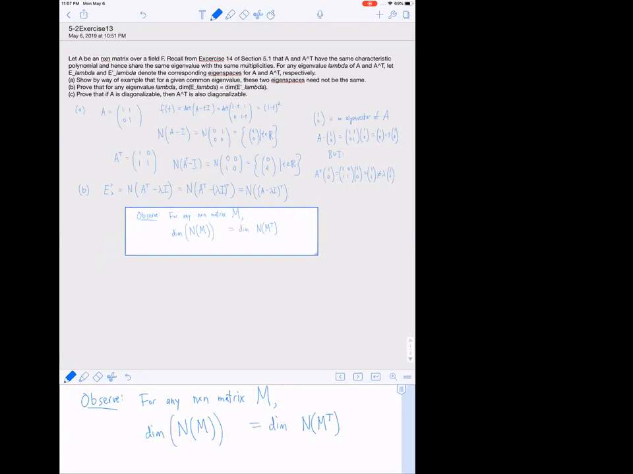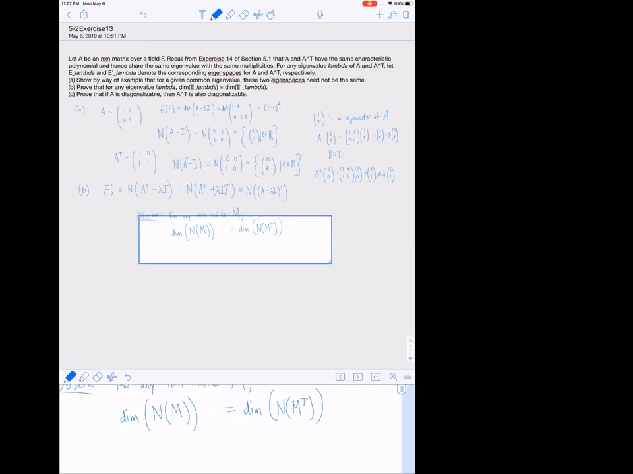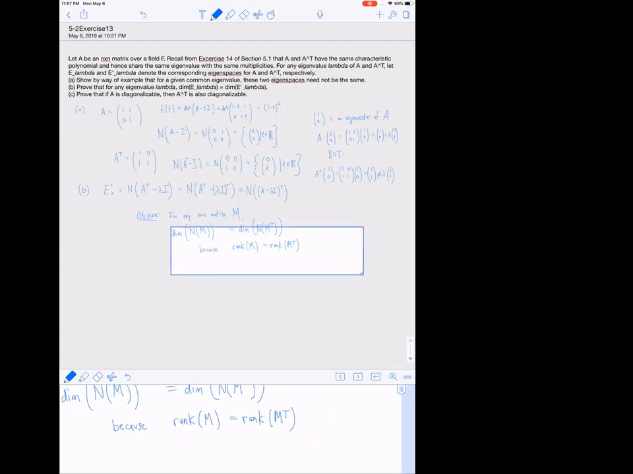of these two null spaces will have to be the same because, maybe less controversially, we know that the rank of M will be the same as the rank of M transpose, because one way of calculating the rank of a matrix is by performing elementary row operations until you get something in reduced row echelon form, and then counting the number of pivot ones. And the number of pivot ones when you do this to M will be the same as the number of pivot ones when you do this to M transpose. So the ranks of these two matrices will be the same.